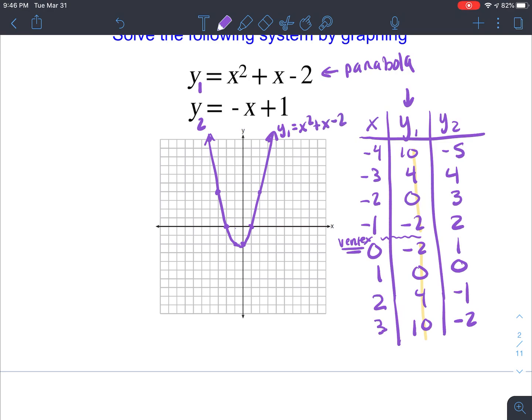Now remember, we want to make sure we label each one. So y1 is equal to x squared plus x minus 2. Now we're going to graph our line. Again, the thing with the line is that we want to make sure we cover the entire coordinate plane to make sure we include every possible point of intersection. So although I only put these in my table, I can do the trick with lines by starting at my y-intercept of positive 1 and going down 1 over 1. And so I'm going to graph that.